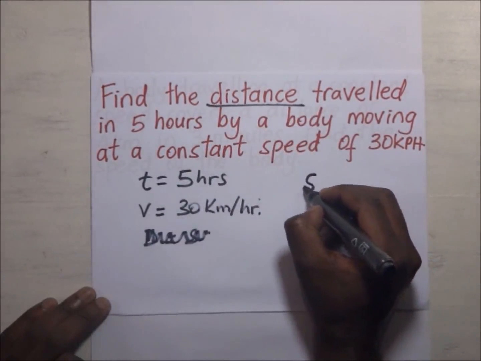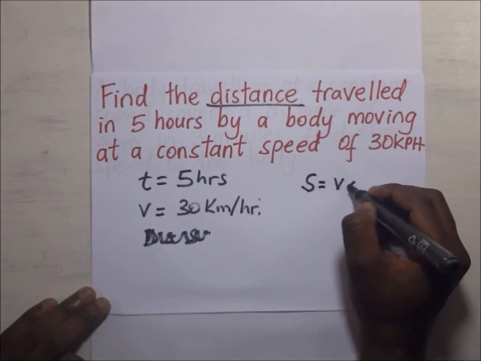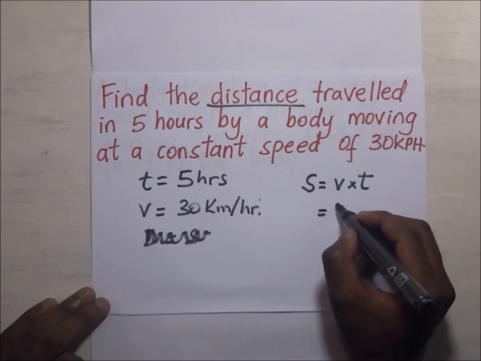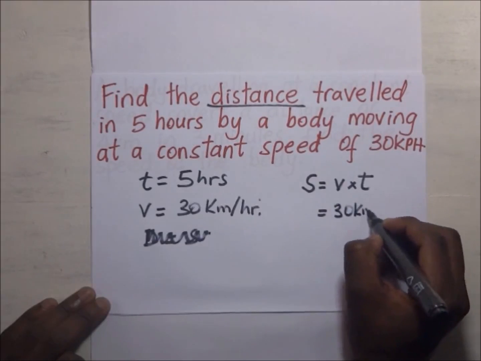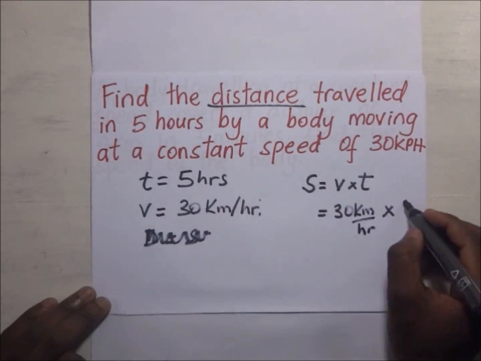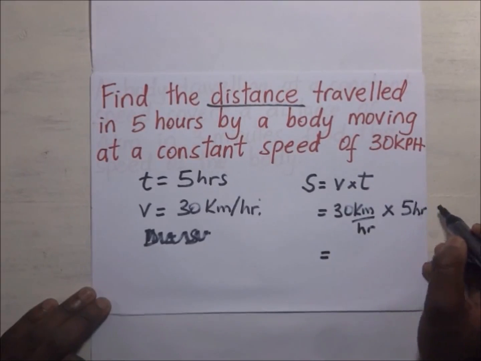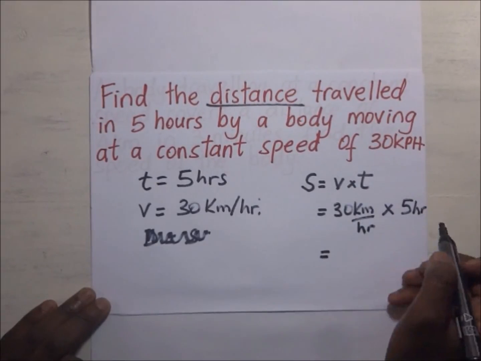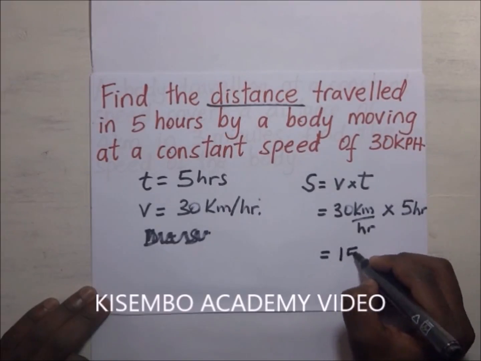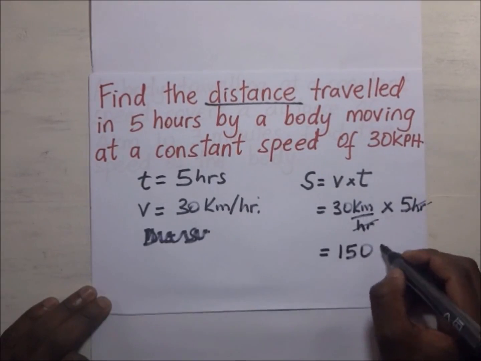Distance, which we shall denote by S, is going to be equal to speed, which is V, times time. And now our value of V is 30 kilometers per hour. Multiply that by the time taken, which is 5. And definitely here, this is 5 hours. So it means that 30 times 5 is 150. So our distance is 150. And of course, this hour and that hour cancel, remain with kilometers, so it's kilometers.